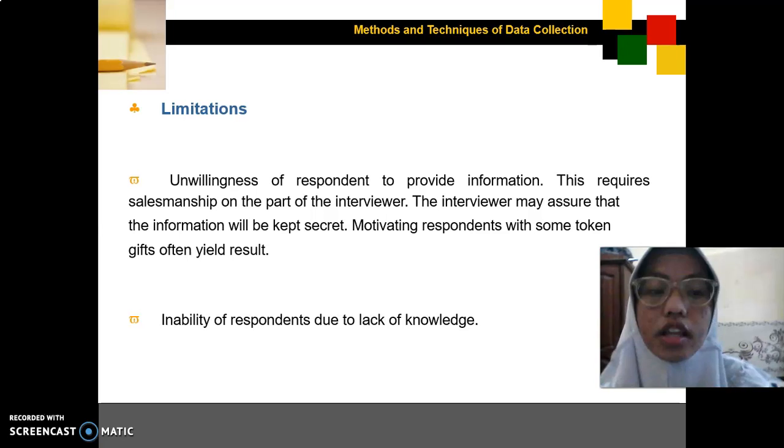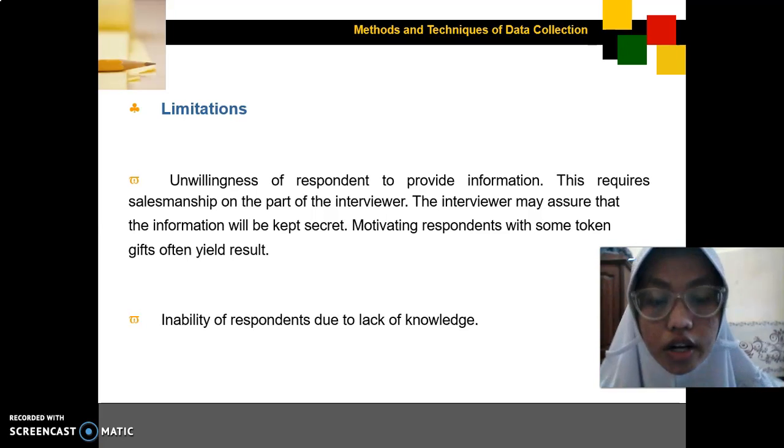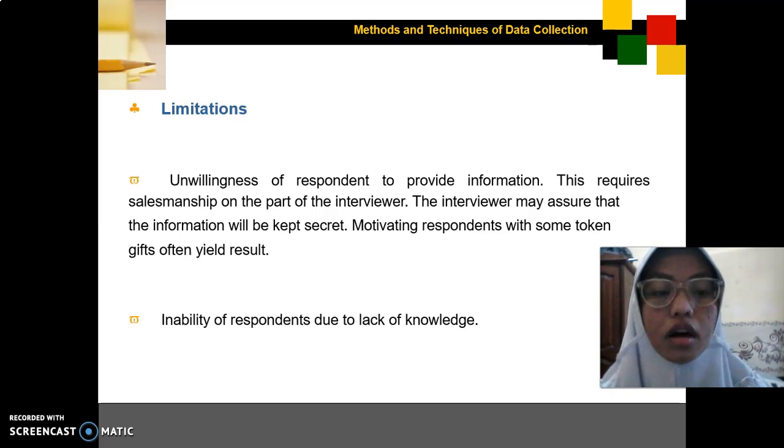Limitations of this technique. First, unwillingness of respondents to provide information. So this requires salesmanship on the part of the interviewer. The interviewer may ensure that the information will be kept secret. Motivating respondents with some token gifts often yields results. And second, inability of respondents due to lack of knowledge.